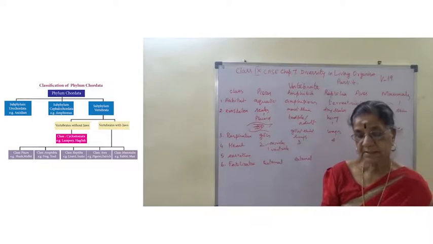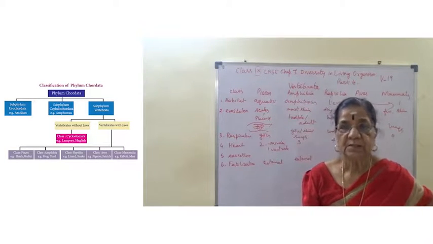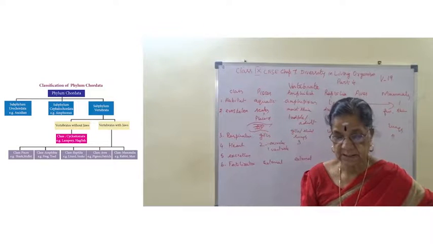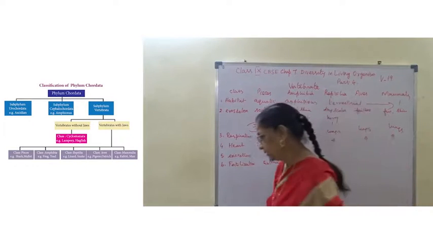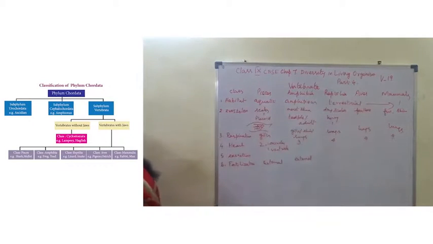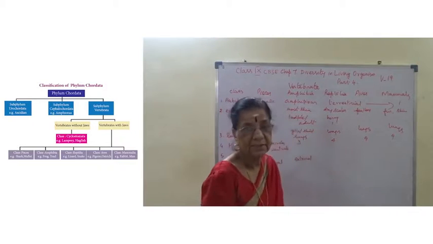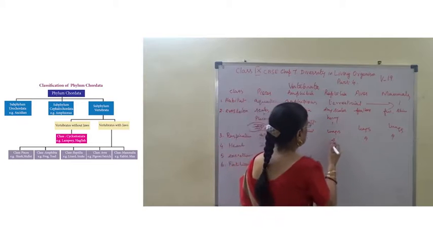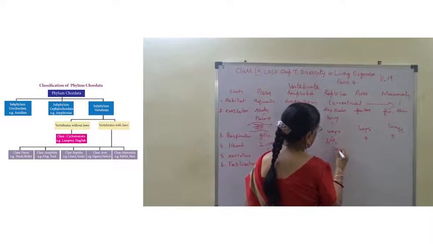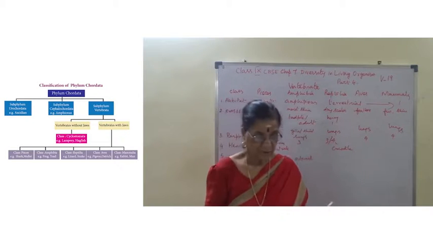Then class Reptilia: cold blooded, have dry horny scales, respiration through the lungs, and a three-chambered heart. Actually, it is a three-chambered heart that is incompletely divided, and in crocodile alone it is a four-chambered heart. Crocodile has a four-chambered heart. Clear?